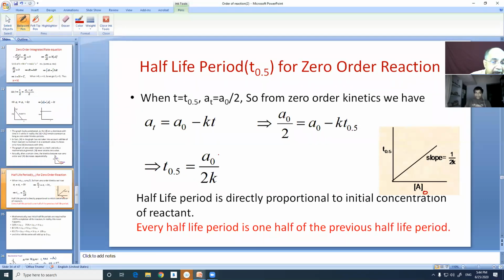This is completely contrary to second order reaction, in which A0 was in the denominator, inversely proportional. Here it is directly proportional. And the slogan here is: every half-life period is 1/2 the previous half-life period. If you draw a graph of half-life period versus the initial starting concentration, it will be a linear graph according to this expression, and the slope will be 1 by 2k. Slope will be 1 by 2k. y is equal to mx, there is no c here, so it will pass through the origin.